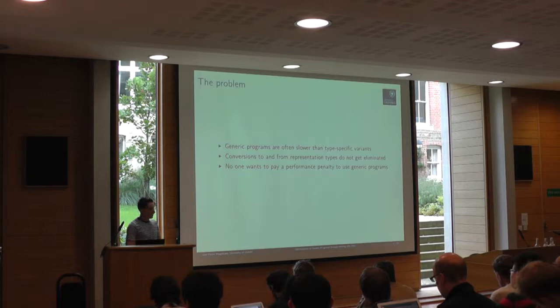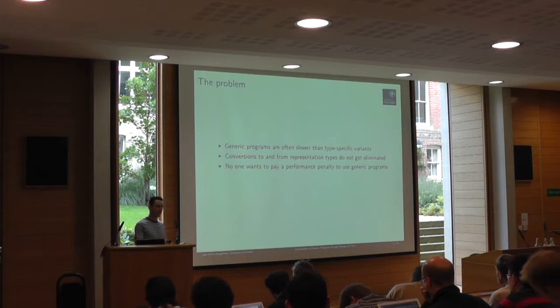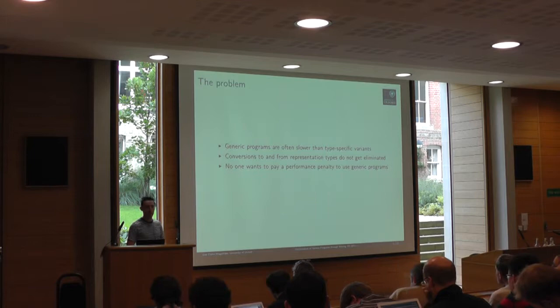What is the problem? Generic programming, data type generic programming, is really nice. It allows you to reduce code duplication and save a lot of time. But often these programs are slower than the performance you get if you write them specifically for each data type. This happens often because there are conversions to representation types, and these do not get eliminated by the compiler. No one wants a performance penalty, so we should try to fix this.